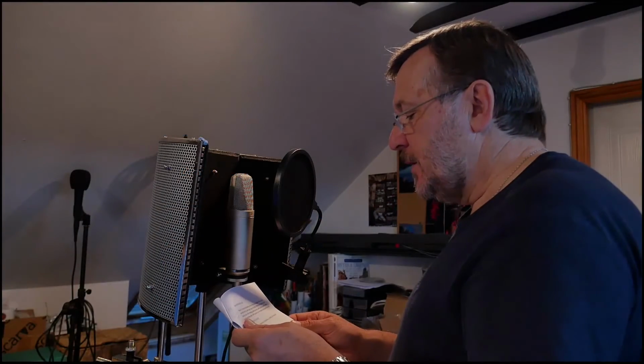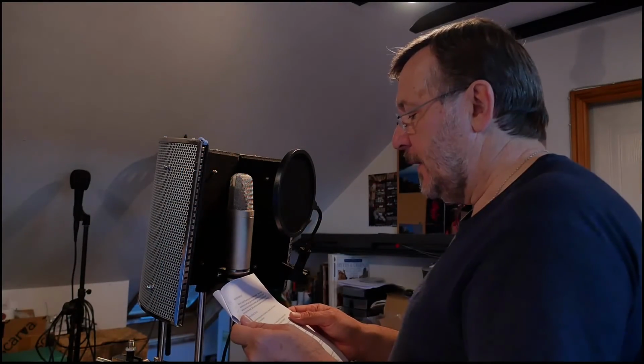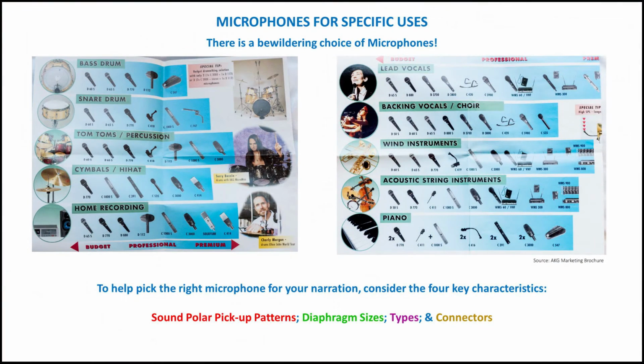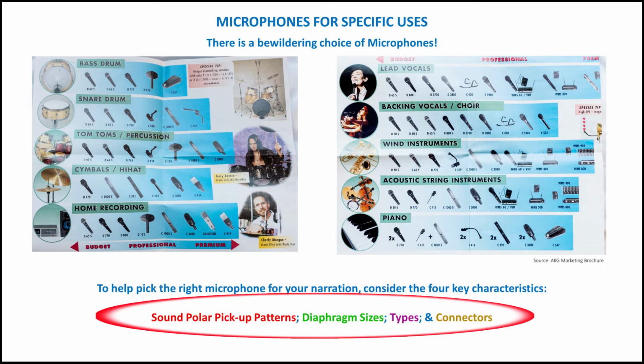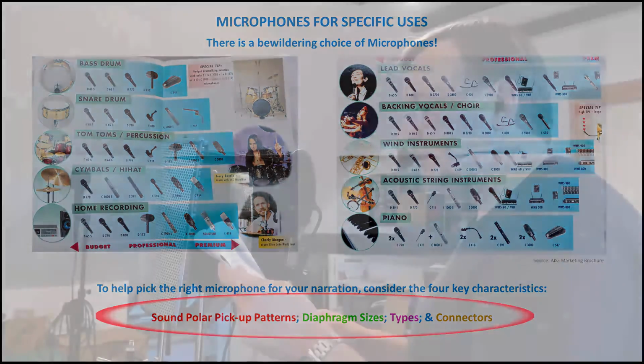Now let's consider the bewildering choice of microphones available. There are many specialist mics for a wide range of uses, for example, different sorts of drums, lead and backing vocals, choirs, orchestras, wind instruments, pianos, acoustic instruments, home recording and many others. We'll try and focus on microphones that are good for narration. Let's first focus on the key characteristics of microphones, so hopefully you'll understand the terminology used by manufacturers.